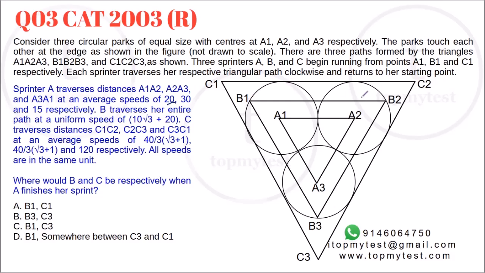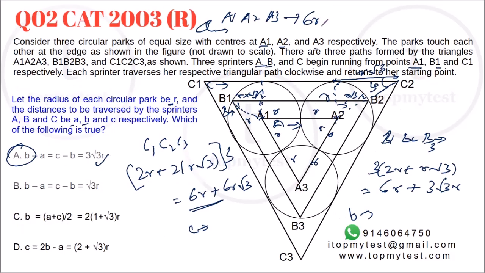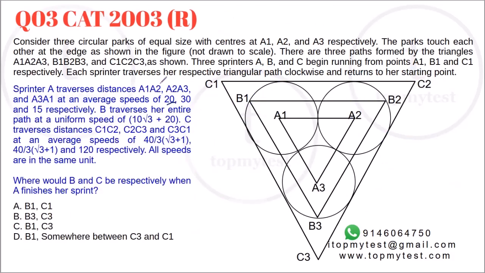Now if you look at the distance, we don't know the R, right? We wanted to know the length R. Let's take an R which will be divisible by all these values. This is 20, this is 30, this is 15. There is a 40 here, there's a 120 here. So let's take R equal to 120. Right. So we know the length A1, A2, A3. Now we can calculate the distance covered by A.